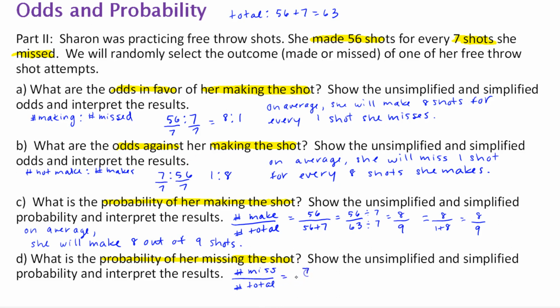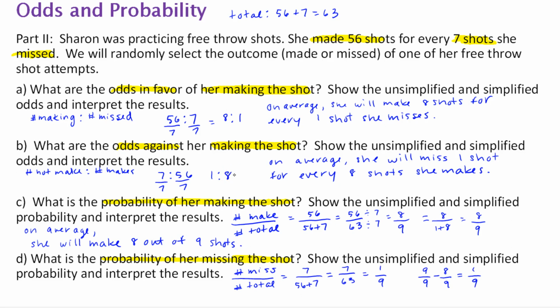Well, that's 7. The total is the sum of the two disjoint parts. So 7 over 63, which simplifies to 1/9. Okay, and notice we could have found this using the complement rule now. So 1, which is 9/9, minus the probability she makes a shot, which is 8/9. Or we could have used the odds against and put 1 over 1 plus 8, which is 1/9.